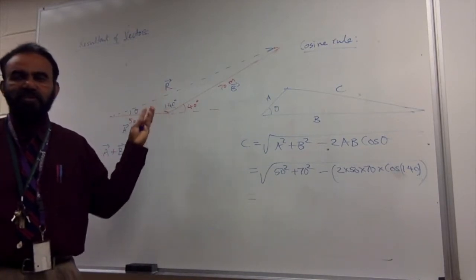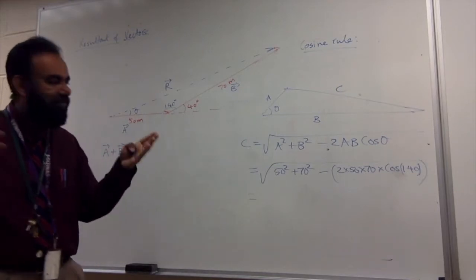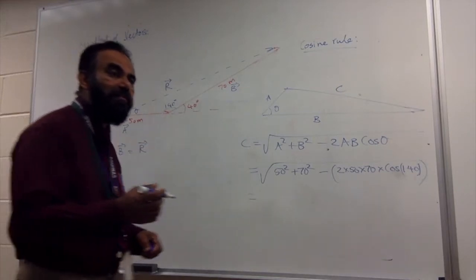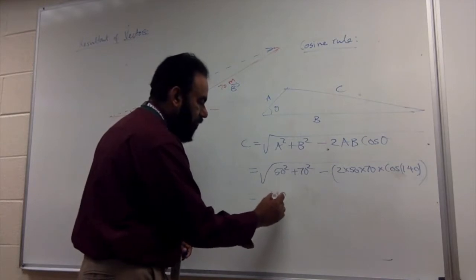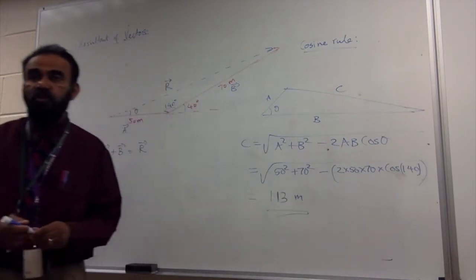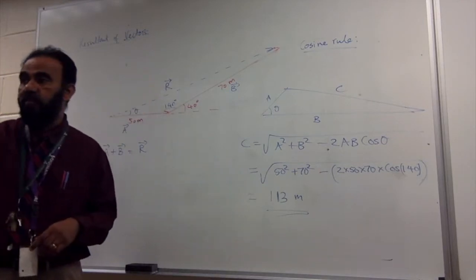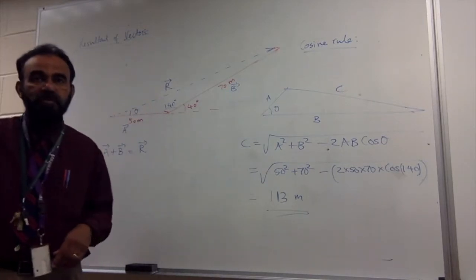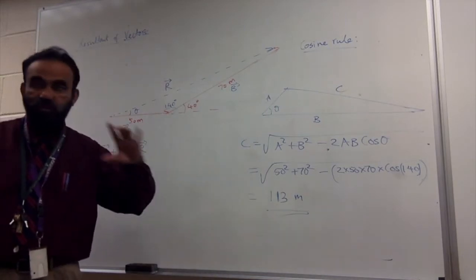Go back to the picture and say, is that something that is acceptable? How much is it? 112.9. So 113. Oh yeah, it's small. So 113 meters is what you get as this length, this resultant. Is everyone okay with that? Yeah. Everyone has plugged in the answer and you got the same answer.